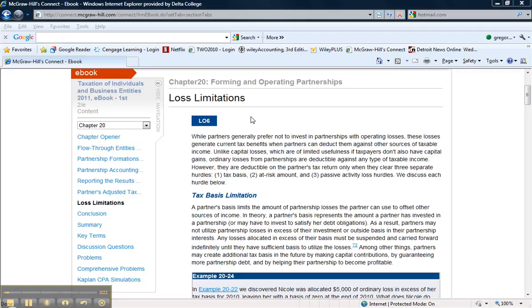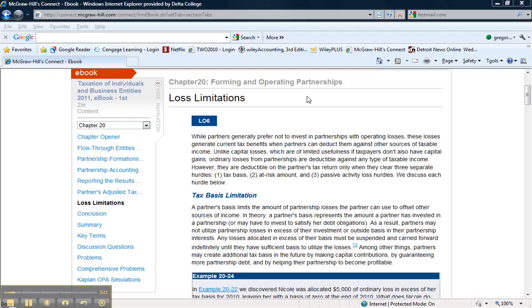But what happens if the partnership has a tax loss and they flow, let's say $100,000, and they flow that loss to the partners? Say one partner has a 30% interest. That means they're going to be allocated a $30,000 loss. Well, what happens with that $30,000 loss? Is that something that can be deducted on the individual's tax return?